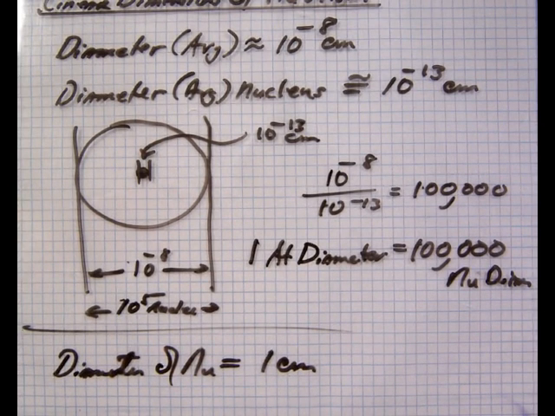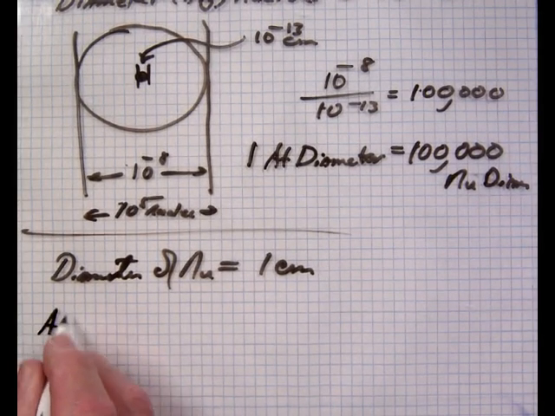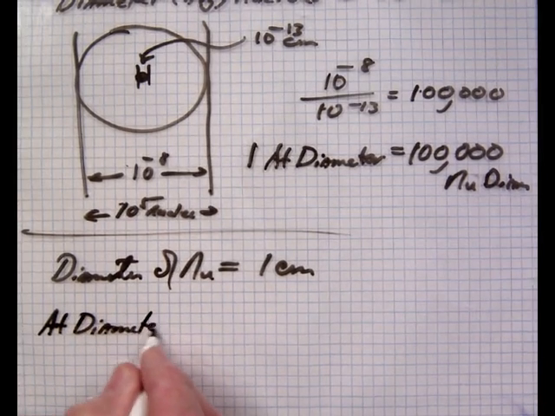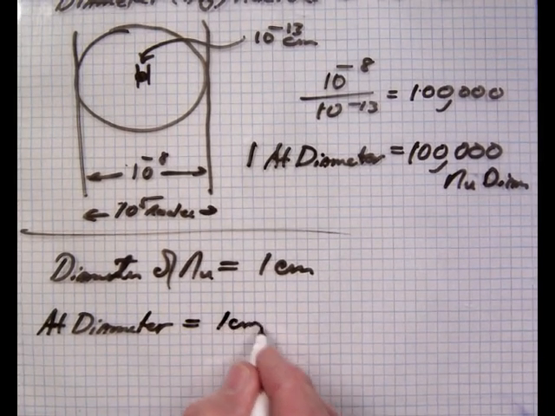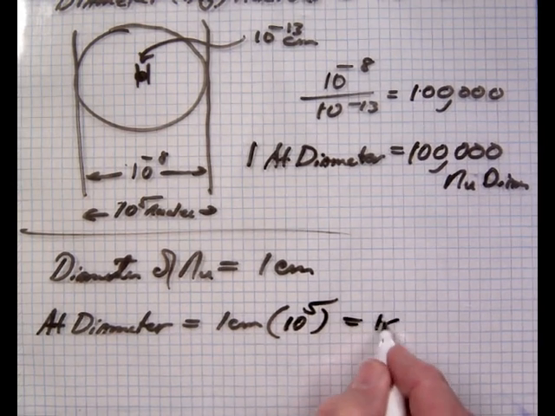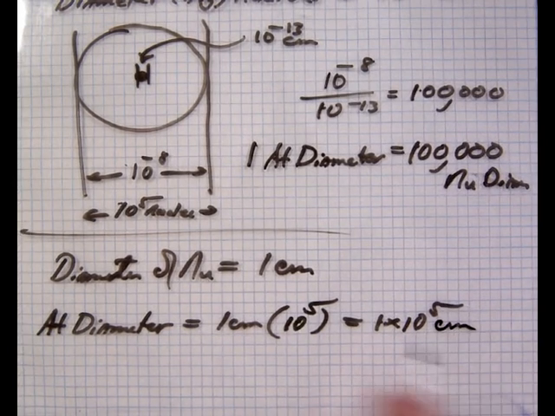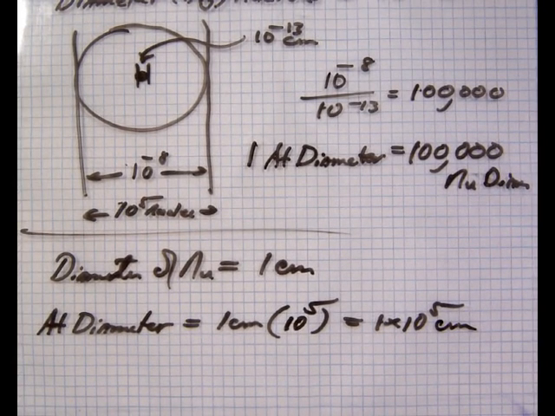Okay, where is the outer edge of the atom? Well, it takes 100,000 of these to make a diameter. Then we divide by 2 and we'll have the radius, and so we'll know where the electron is. So the atomic diameter is equal to 1 centimeter, and you've got to have 100,000, 10 to the 5th. We have 1 times 10 to the 5th centimeters. Well, that doesn't mean anything to me either. Okay, so let's convert that into something we can relate to. How about yards? And then we can say football fields and stuff like that.